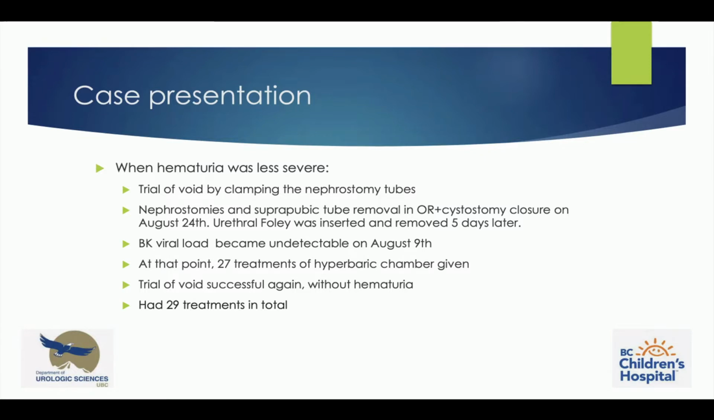And the hematuria was really almost resolved. So we removed the nephrostomies and suprapubic tube in the OR and did a cystostomy closure on August 24th. Urethral catheter was inserted and removed 5 days later after a successful trial of void. Just for further information, the BK viral load became undetectable on August 9th with the IV cidofovir, and they also lowered a little bit the immunosuppression to help.